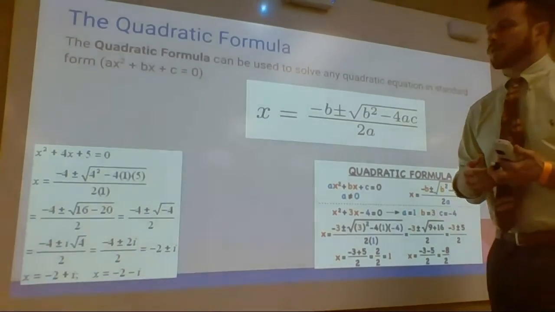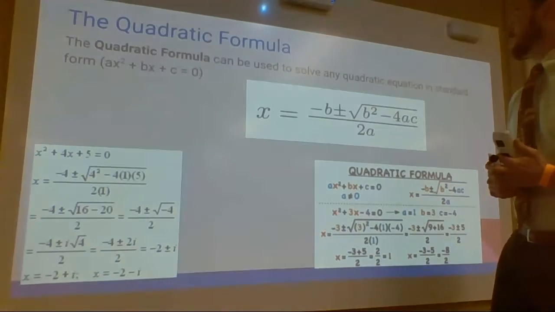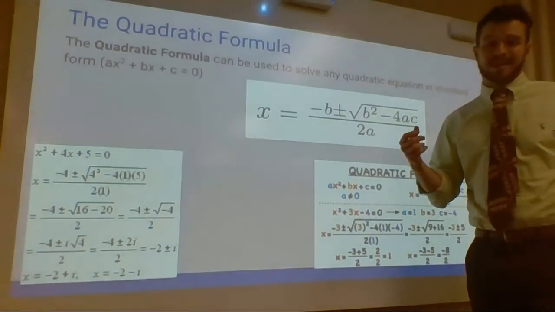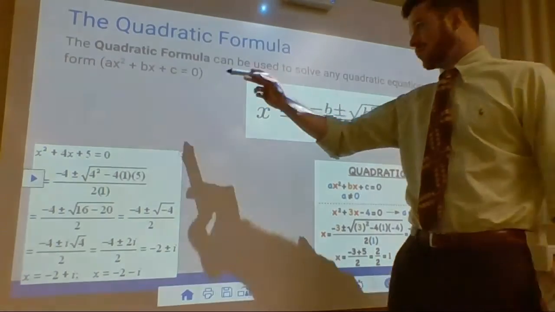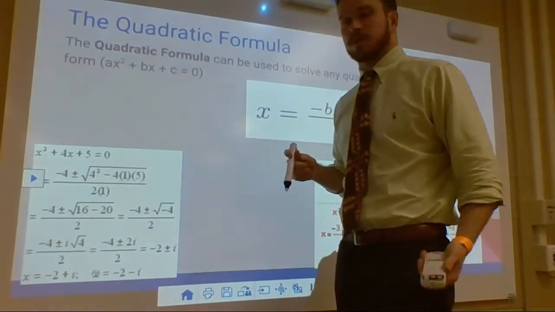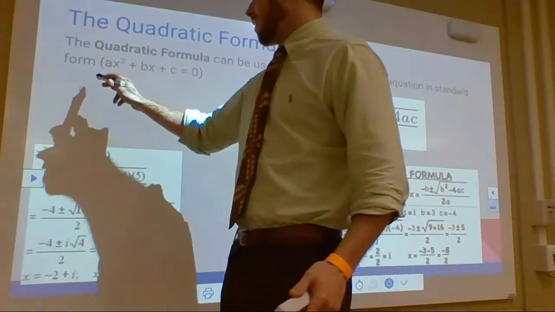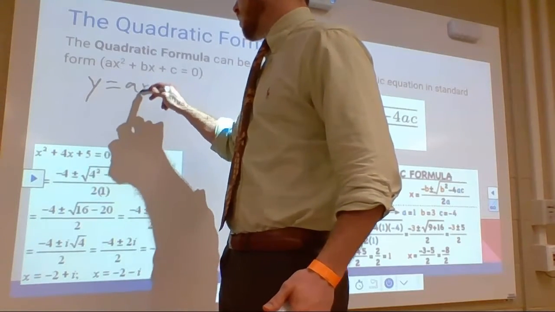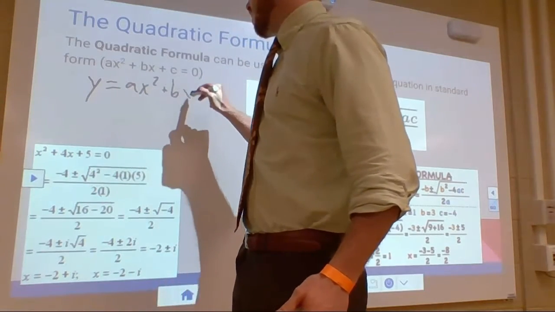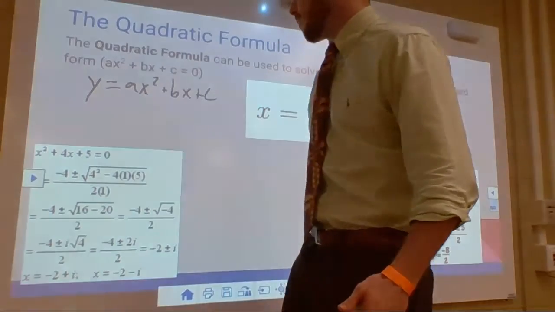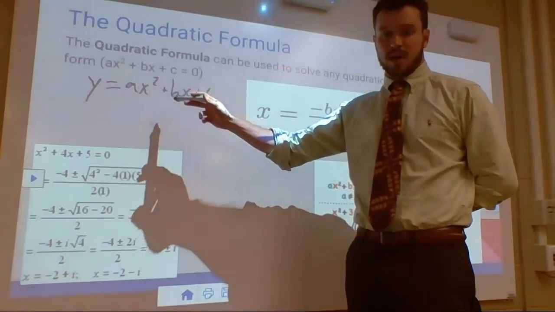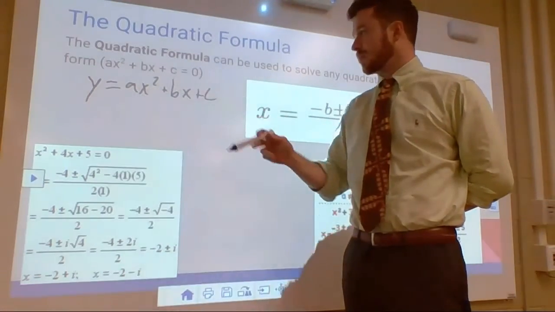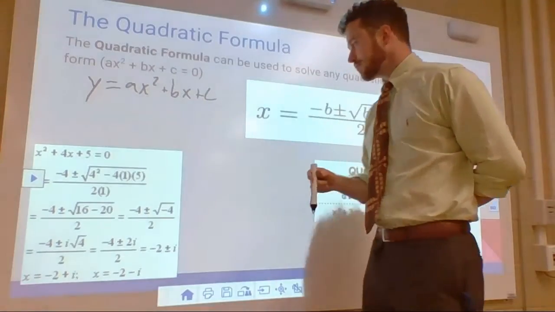Let's get going. So the quadratic formula can be used to solve any quadratic equation that is in standard form, which is ax squared plus bx plus c equals 0. Or you could see a function that's in y equals ax squared plus bx plus c form, and it can help you to find the zeros of any quadratic function as well.